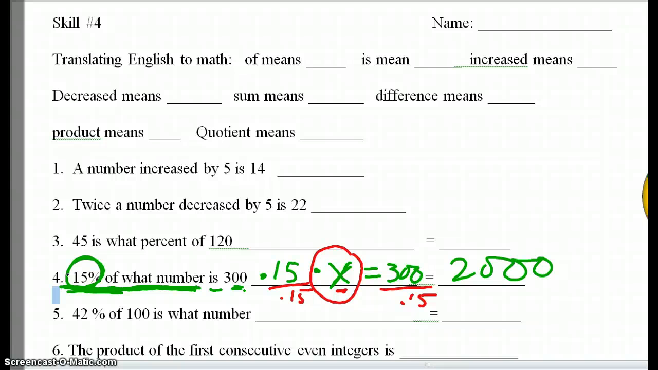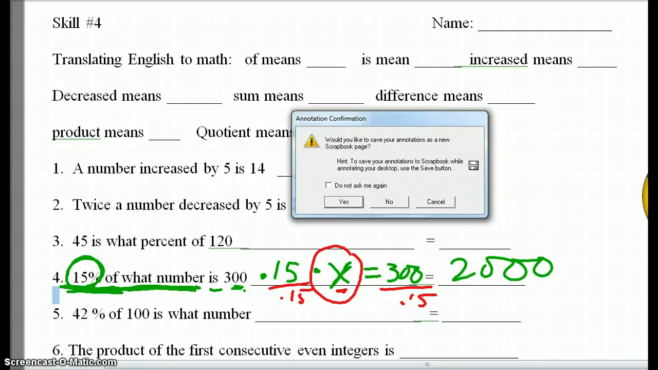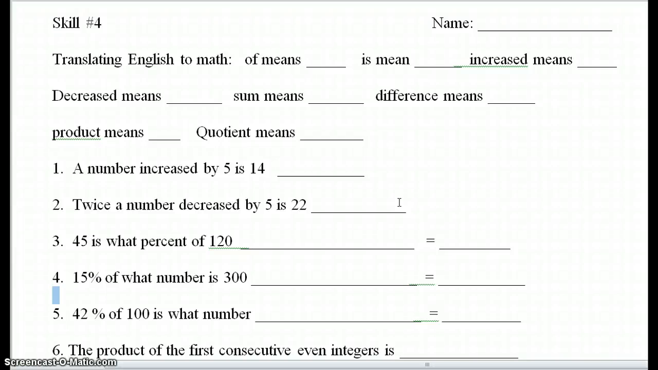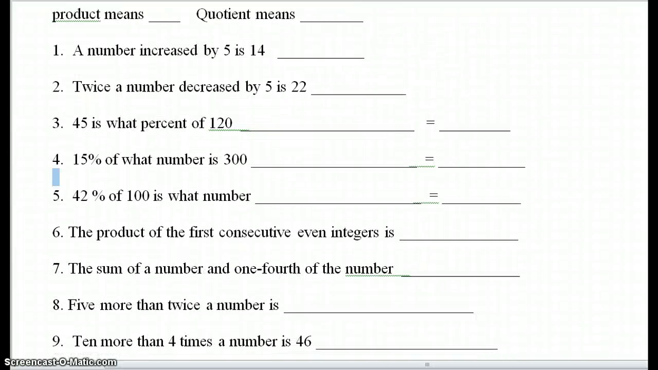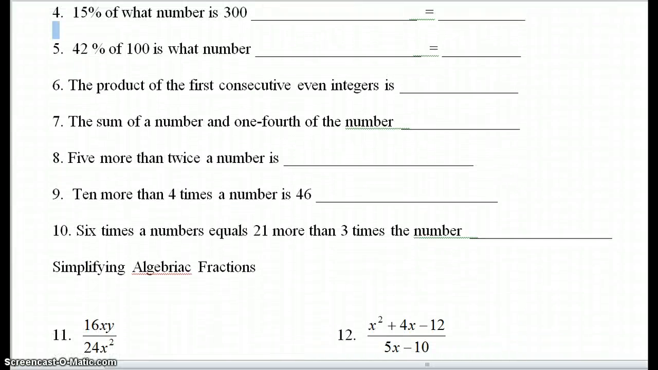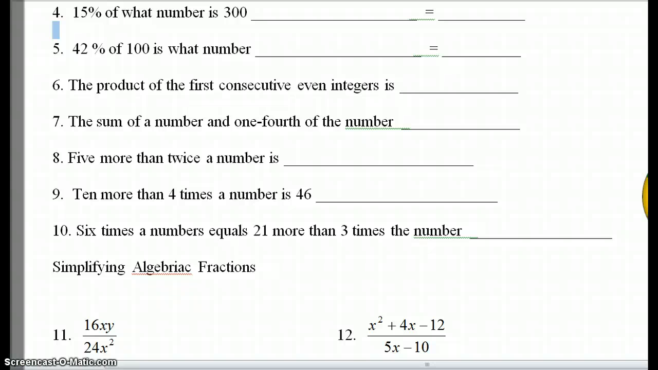So, again, with percent problems, I think the first thing that you want to do is translate into English and translate your English into math, and then look at your equation. It takes a little longer, but it's a lot easier that way. So I've got an example.